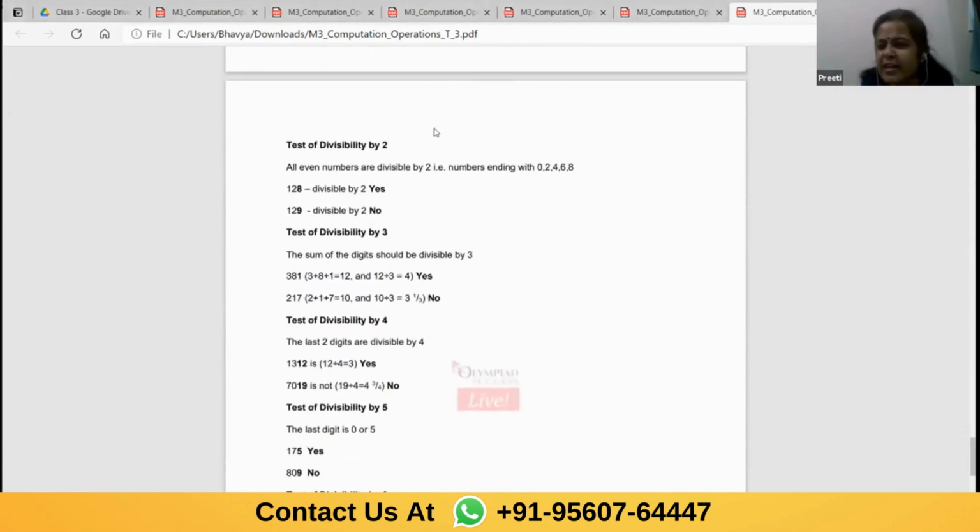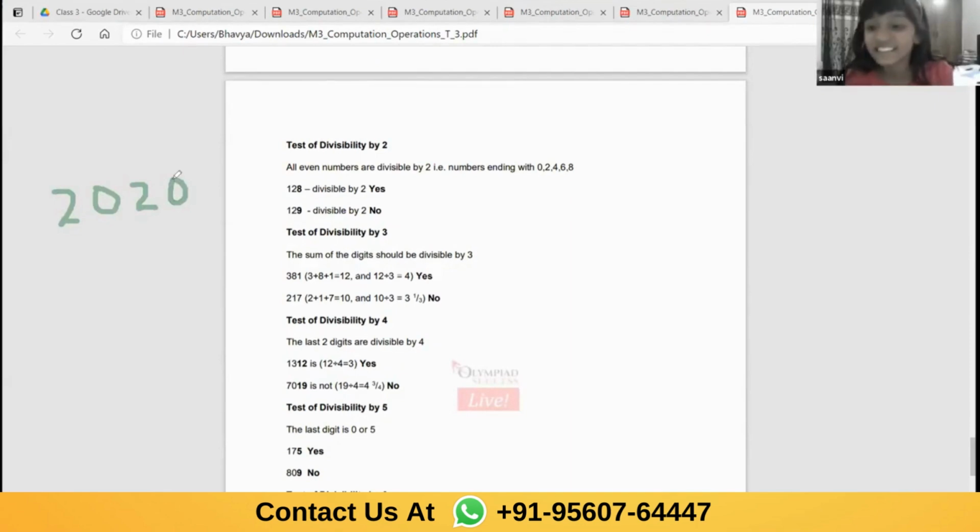Divisibility of 4. Which year are we in? 2021. Okay, fine. If I take this number 2020, suppose I'm taking this number and I want to know whether this number is divisible by 4 or not. Ma'am, it is simple because 2 plus 2 is 4. Zeros don't have any value. There is a trick also. There is a rule.